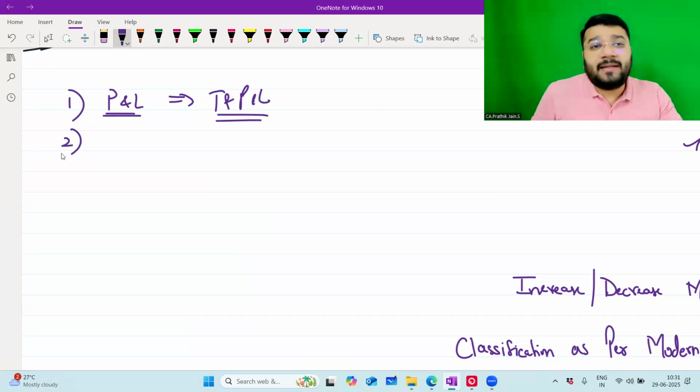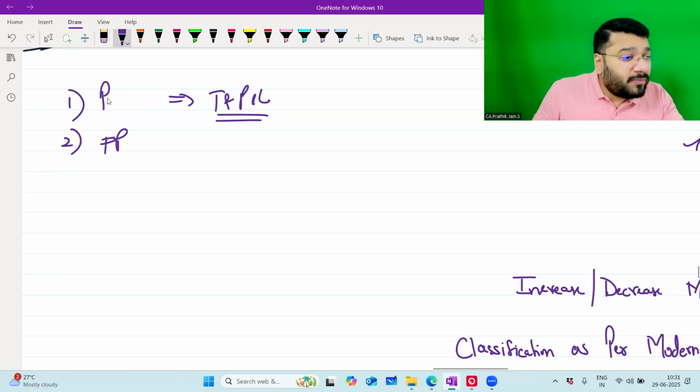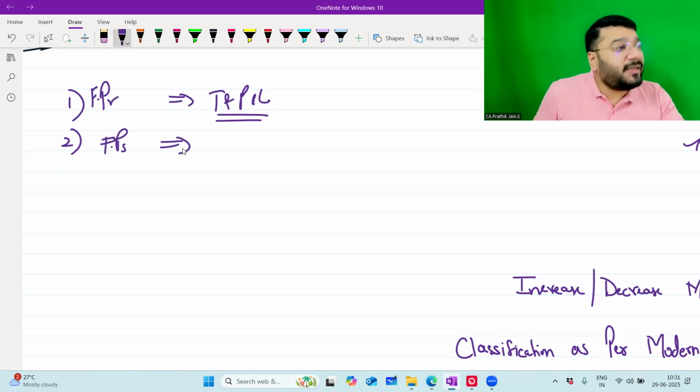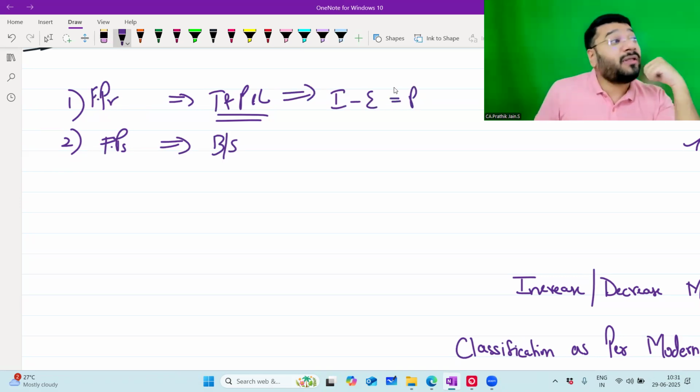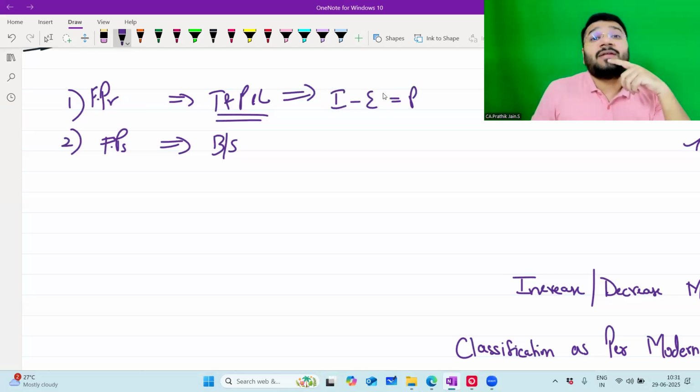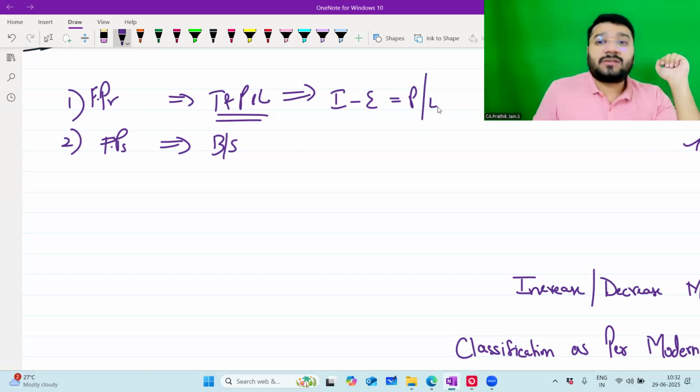The second purpose of preparing accounts is to know the financial position. This is financial performance, and this is financial position. Financial position can be ascertained only by preparing a balance sheet. How do you get profit and loss? From income, if I subtract expense, I'll get profit. If income is more than expense, it is profit. If expense is more than income, it is loss.